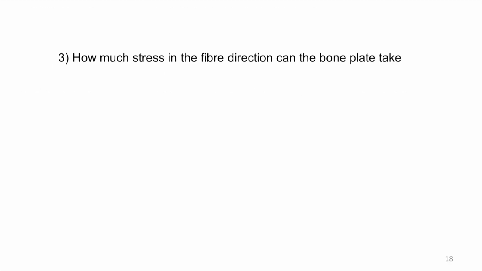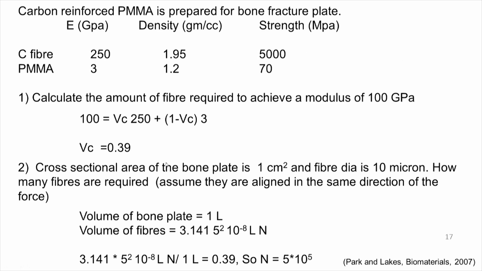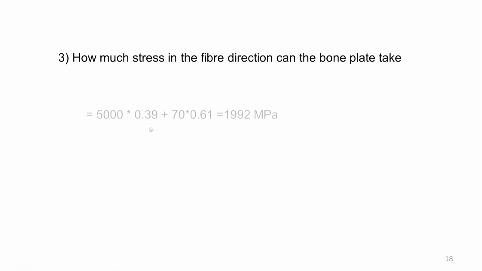Okay. Third part: how much stress in the fiber direction can the bone plate take? Same thing like I said before. 0.39 is the volume fraction of your fibers. So, 0.61 will be the volume fraction of PMMA, 5000 megapascal is the strength of the carbon fiber, that is stress, and 70 megapascal is that of PMMA. So, we use the same mixture rules. So, 5000 into 0.39 plus 70 into 0.61, that will give you 1992 megapascal, okay. That will be the stress this whole bone plate will take.